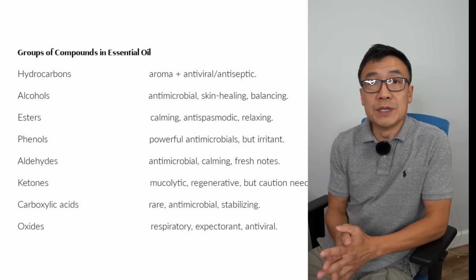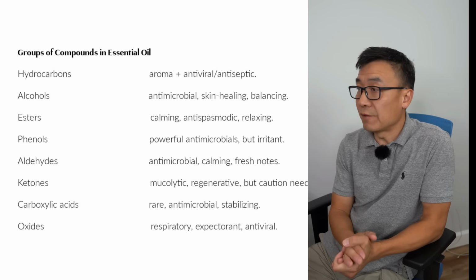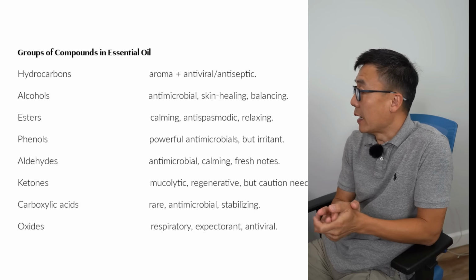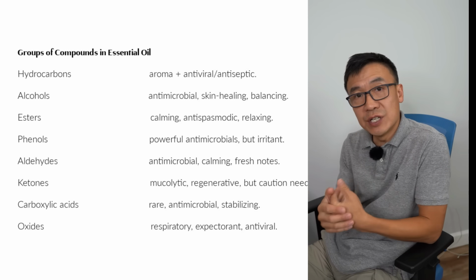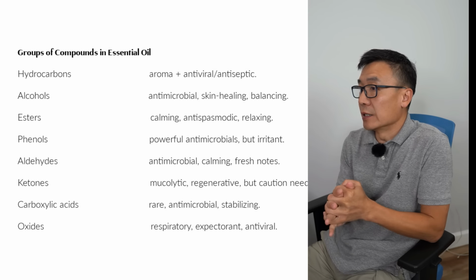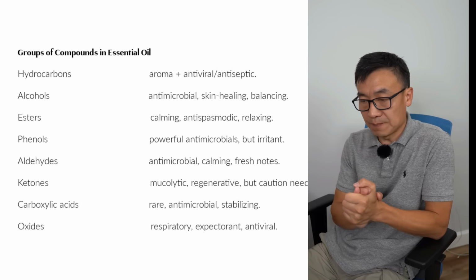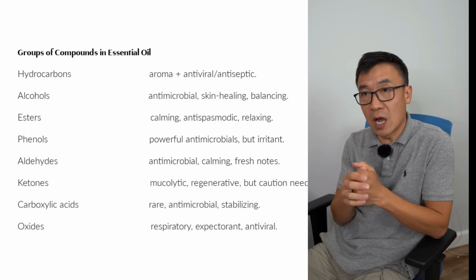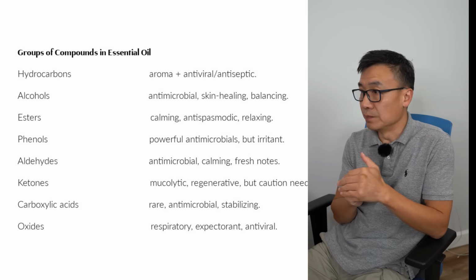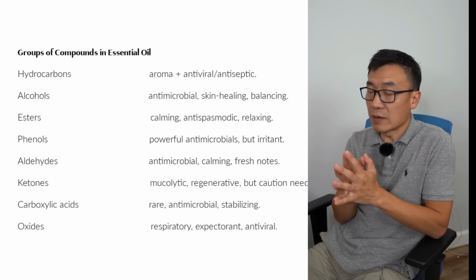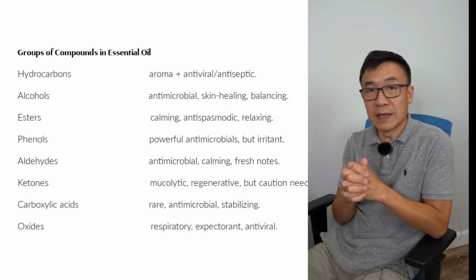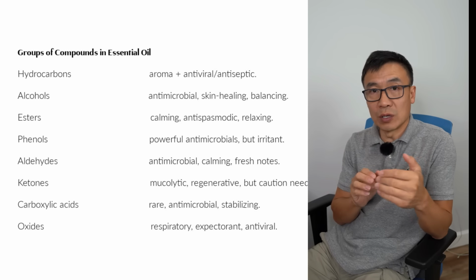The next group is the ketones. For example, the kaffir has great antimicrobial, anti-inflammation, anti-itching, pain relief, a lot of benefits. And then the carboxylic acid, it's rare, it's not common in essential oil, but cinnamon has it. And the last one is called oxide. Oxide, one of the symbol chemicals is 1,8-cineole. It's also called eucalyptol.